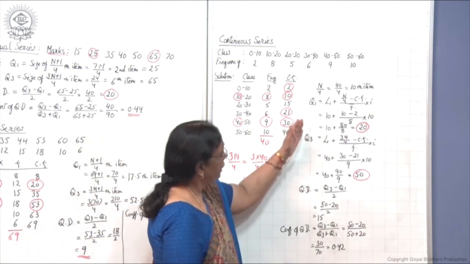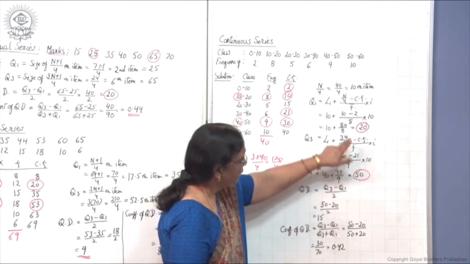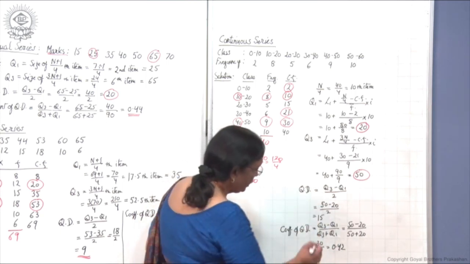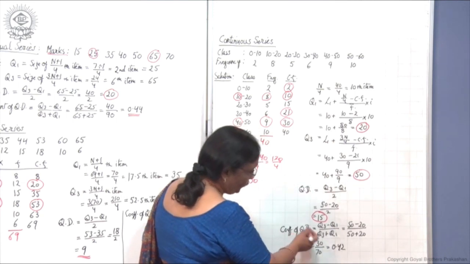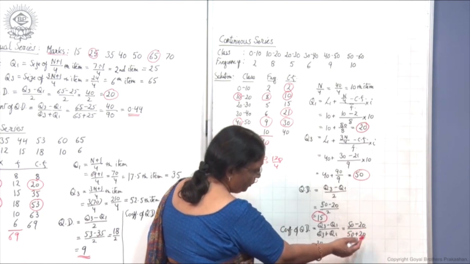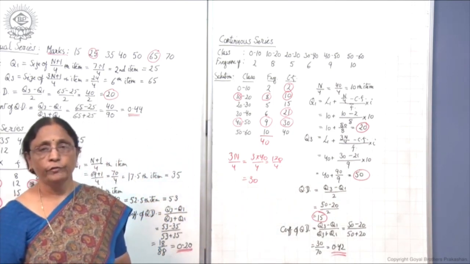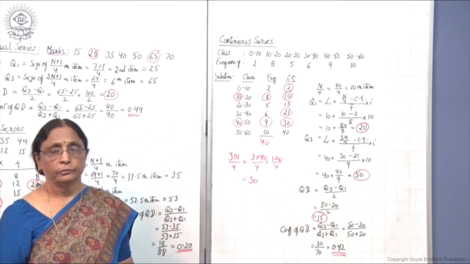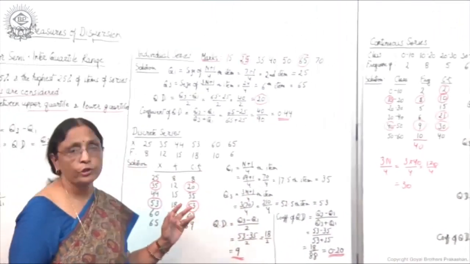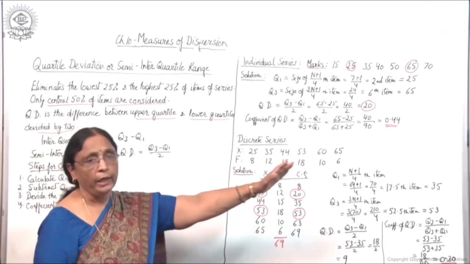Now after calculating Q1 and Q3, QD is Q3 minus Q1 upon 2, this is 50 minus 20 upon 2, this is 30 upon 2, that is 15. So QD is 15, coefficient is Q3 minus Q1 upon Q3 plus Q1, 50 minus 20 upon 50 plus 20, and this is the coefficient of QD. So very simple, right? So in this way you have done calculation of quartile deviation in 3 types of series: individual, discrete and continuous.